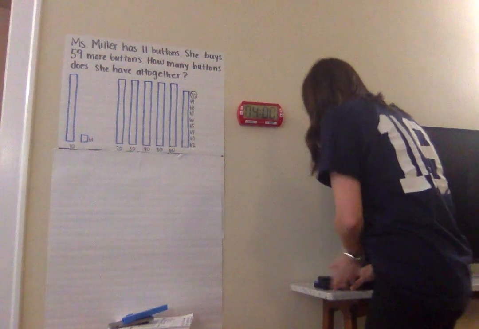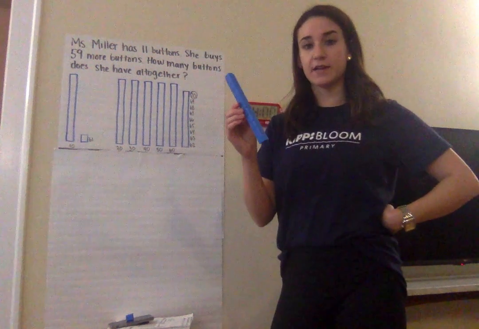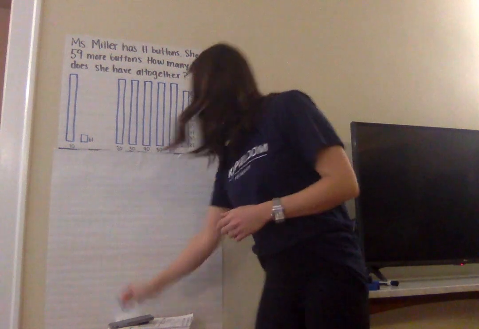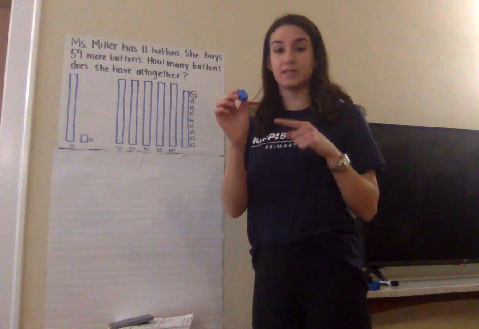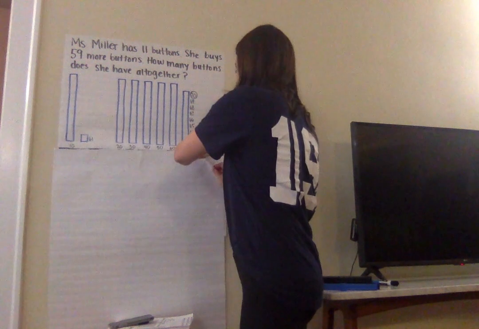59. I have a 10 to add to that. 59, 69. Good. And then one more makes 70. Nice job. Now I'm going to show you how I would draw that one out.